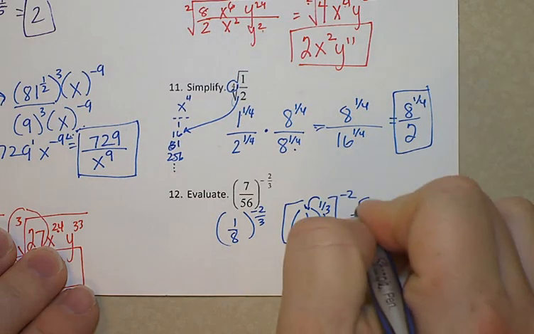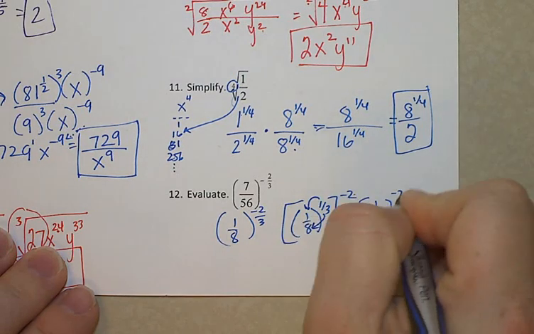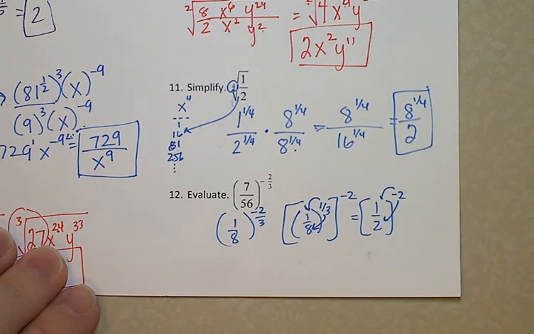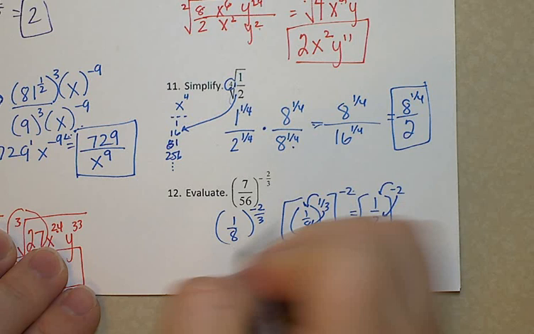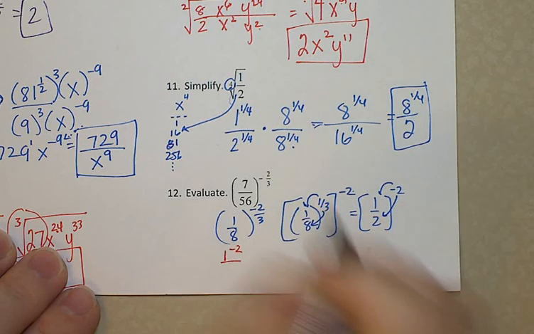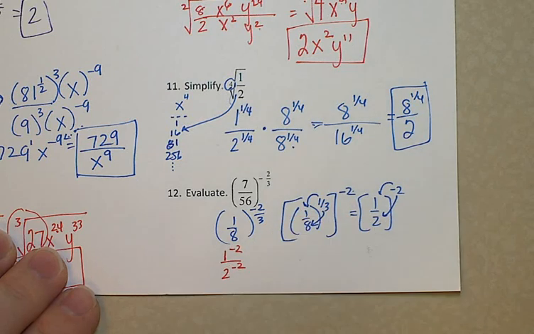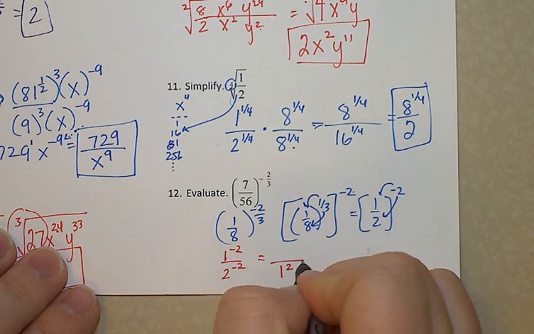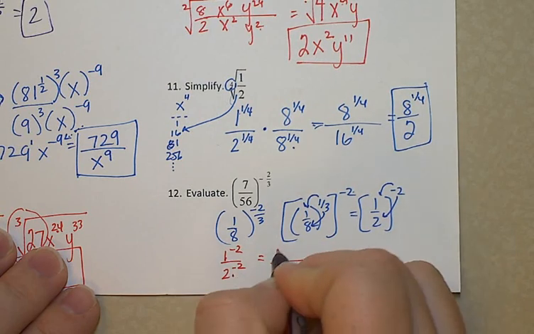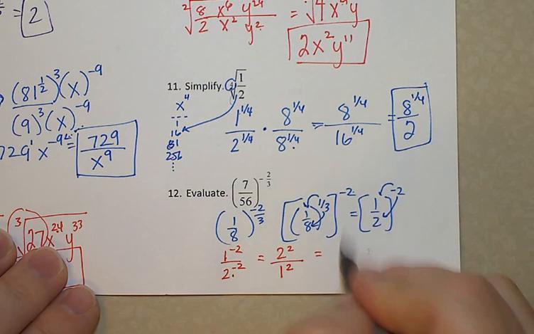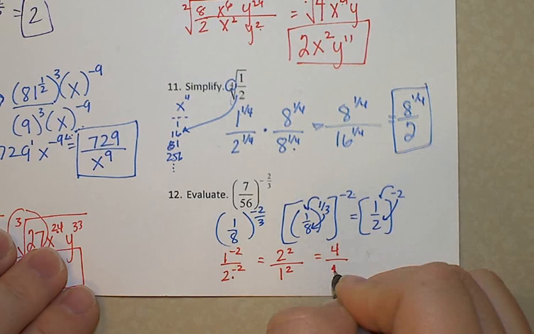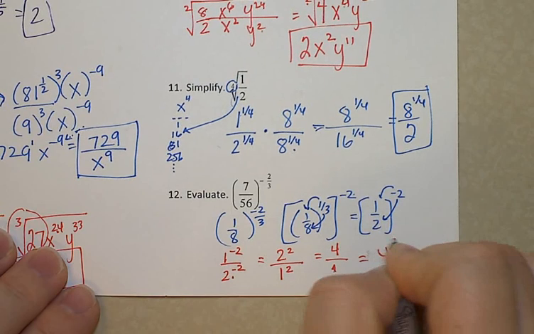Now I'm going to apply the -2. So it applies to both the top and to the bottom. So 1 to the -2 and 2 to the -2. That says the 1 isn't happy, it goes to the bottom and becomes happy. The 2 isn't happy in the bottom, it goes to the top and becomes happy. Now we can evaluate. 2 squared is 4, 1 squared is 1, and 4 divided by 1 is 4.